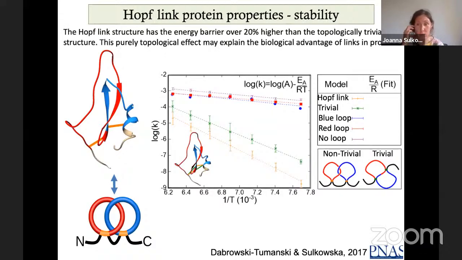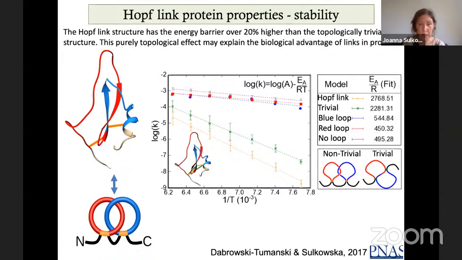So this is, I think, a very nice way to show that this non-trivial topology introduces stability to the protein. This cannot be conducted in the case of knotted protein, because we don't have a protein with exactly the same sequence of amino acids, the same fold, but unknotted.